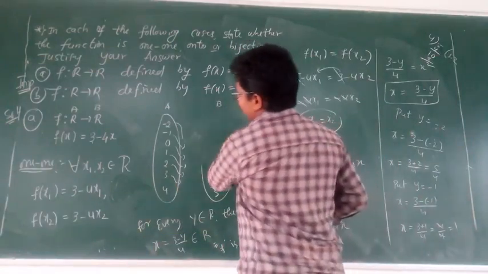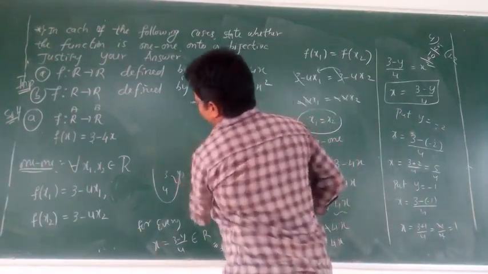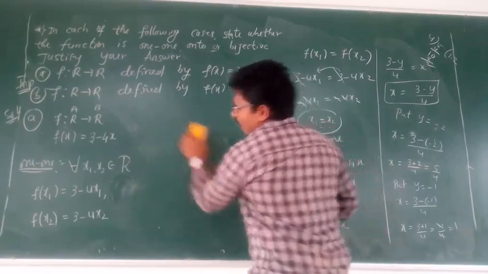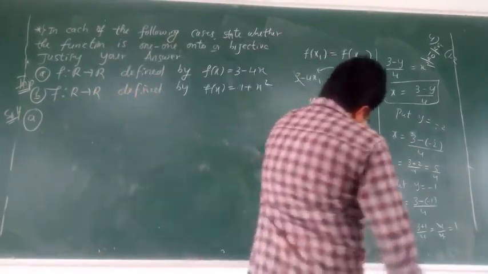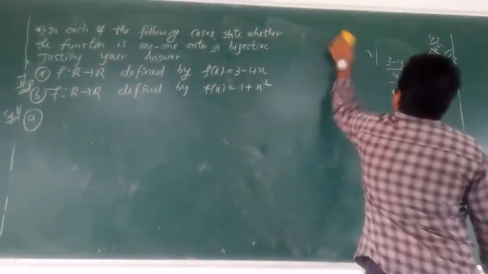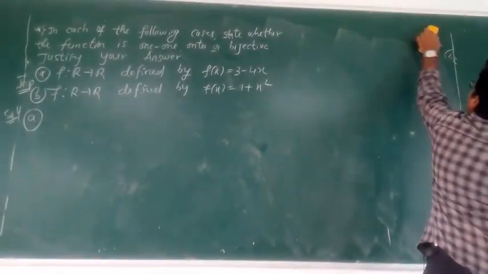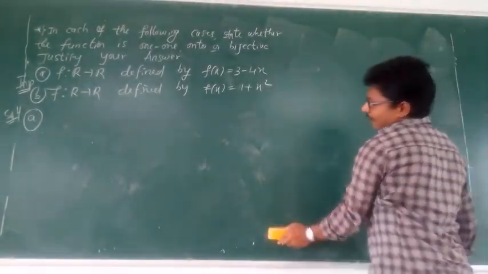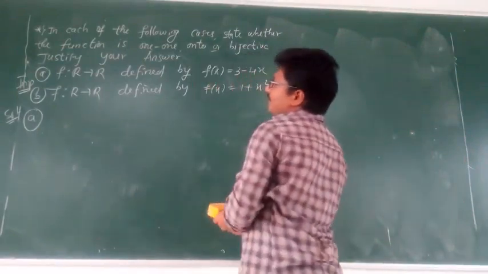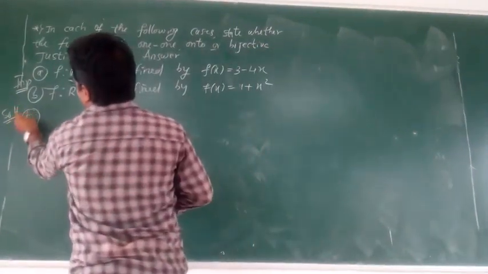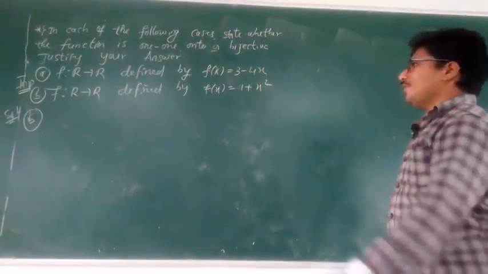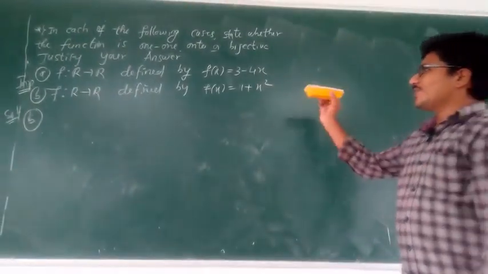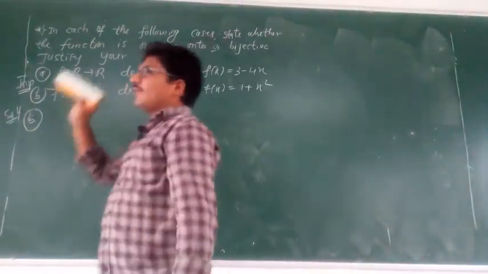This is also a function from real numbers to real numbers. Is it possible to tell whether this is one-one? We will check that. It is considered a B question. It is an important question, because it was asked in previous years somewhere, and that's why I am telling you this is an important question.